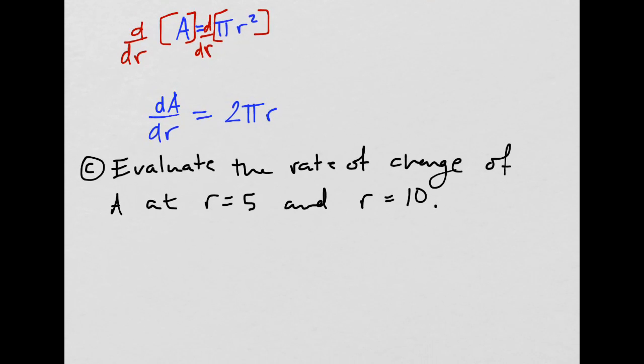So here it says evaluate the rate of change of A, so the area, at r equals 5. So this is effectively asking, when r is 5, how fast is the area changing? That's what it's saying. So if I evaluate this, I just plug in 5, which would be 10 pi. Now what are the units? Well, we'll think about that in the next one. And then if I plugged in 10, that would just be 20 pi, whatever that is.